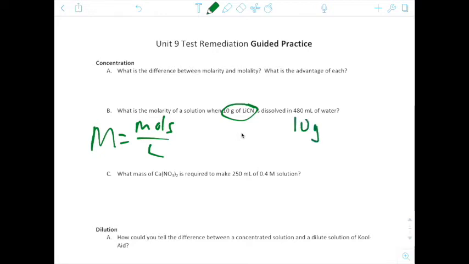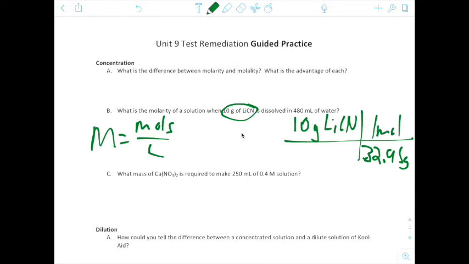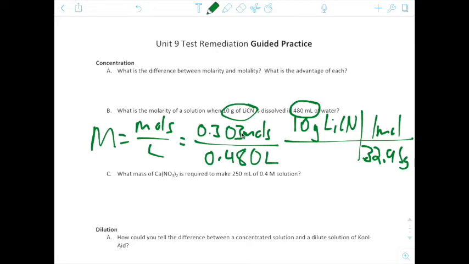So 10 grams of our lithium cyanide, and we know that lithium cyanide is going to have a molar mass of 32.95 grams in 1 mole. And when we calculate this out, we will get a mole amount of 0.303 moles. And then that is just all over liters. And so this unit is in milliliters. So to get it to liters, we just divide by 1,000, and we get 0.480 liters. And we'll get a molarity of 0.632 molar.